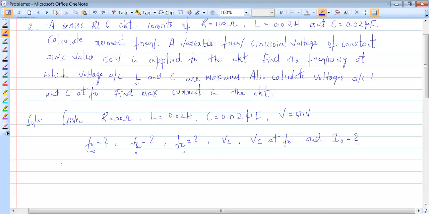The first one is quite straightforward. What is the first one they're asking? They're asking us F naught, and F naught is given by 1 by 2 pi root LC. And I'm telling you again, never neglect showing the substitutions. If your calculations go wrong, seeing the substitutions, you may get the marks. So never neglect that.